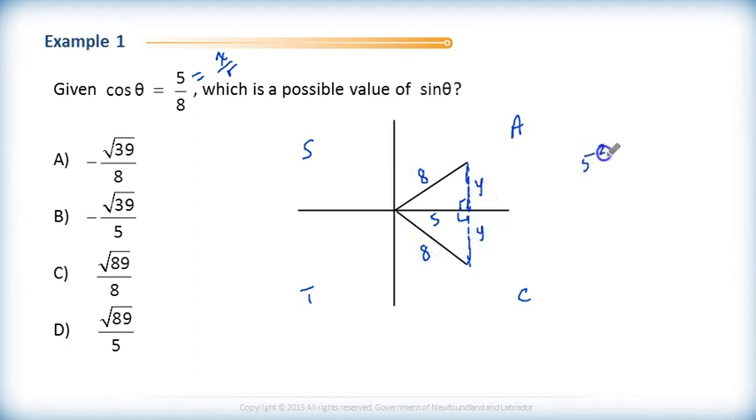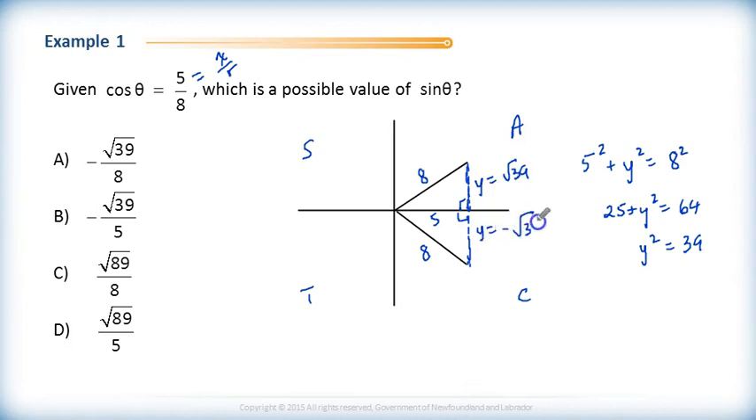So we have 5 squared plus y squared equals 8 squared. That gives us 25 plus y squared equals 64. Subtracting 25 from both sides, we've got y squared equals 39. Now we have to be a little careful here because y will equal the square root of 39 if it's in the first quadrant, but it will equal the negative square root of 39 if it's in the fourth quadrant. So in other words, y could equal plus or minus root of 39 depending on the quadrant that we are in. We have to find the possible value of sine theta.